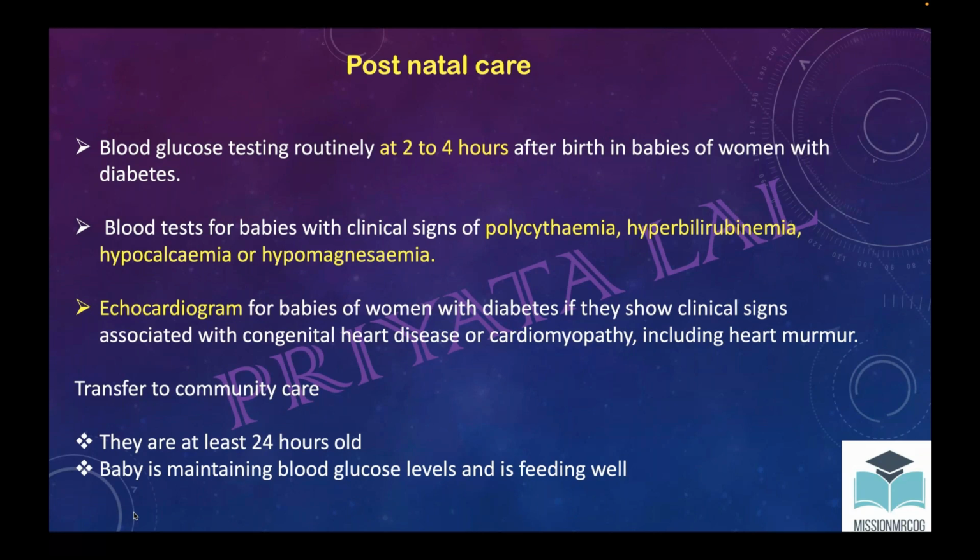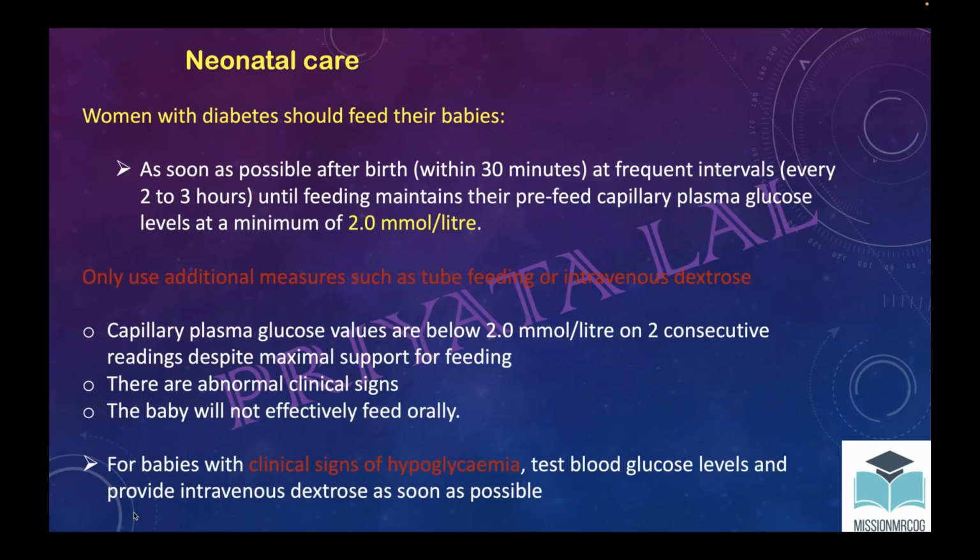Now again the neonatal care. Because they are at a risk of hypoglycemia, as early as possible the baby should get fed. Usually started within 30 minutes, and it should be at very frequent intervals, every 2 to 3 hours. And they do a blood sugar test also for the baby, and if it is pre-feed, a minimum of 2 millimole per liter is to be there. But if the baby's blood sugar level is less than 2 millimole on two occasions, then additional glucose such as tube feeding or IV dextrose to be given to the child.